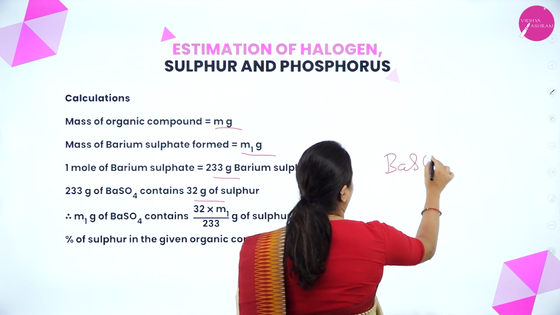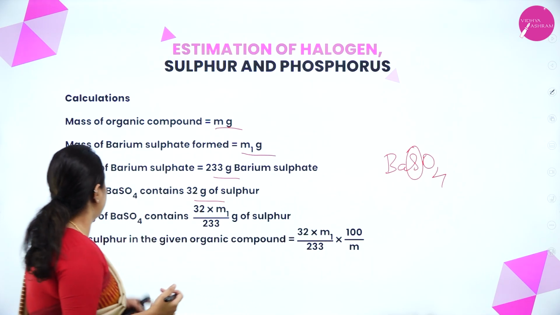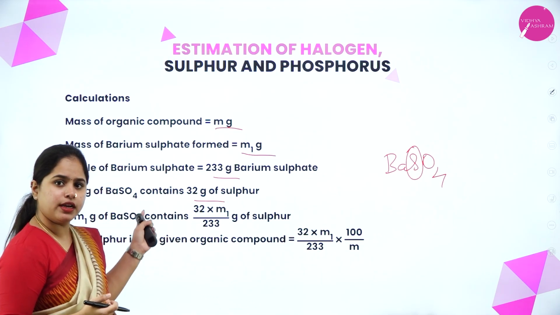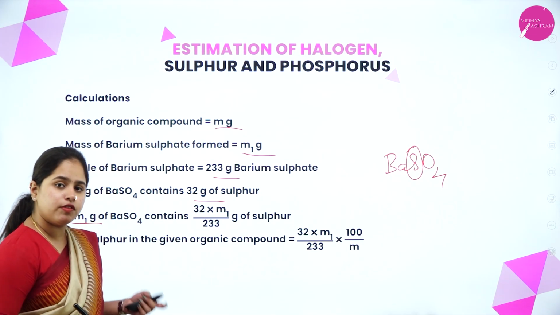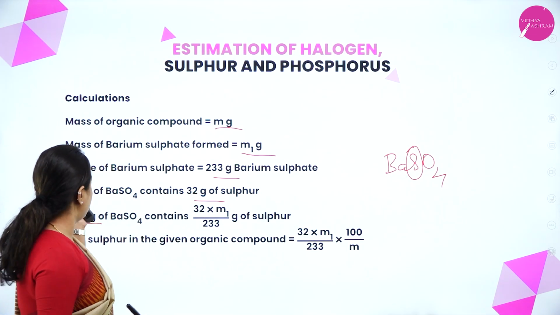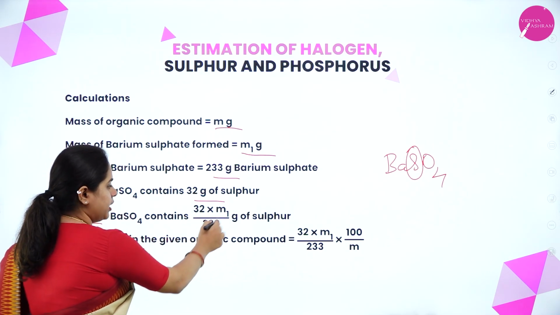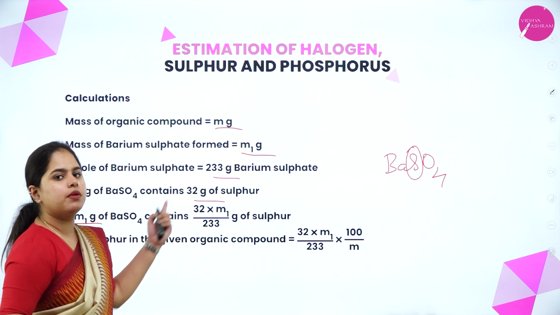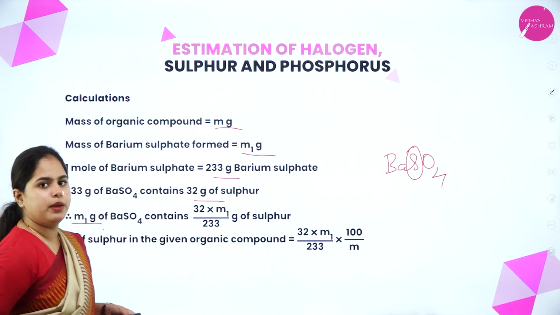In barium sulfate, how much sulfur is present? It is 32 gram, right? So 233 gram of barium sulfate contains 32 gram of sulfur. Then M1 gram of barium sulfate will contain how much? That is 32 into M1 divided by 233. So that much sulfur will be present in M1 gram of barium sulfate.